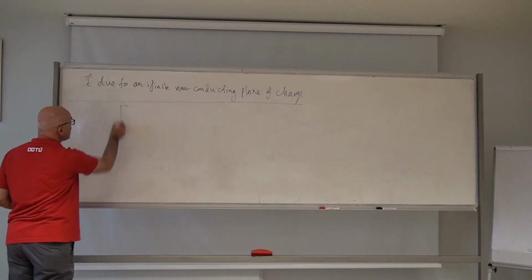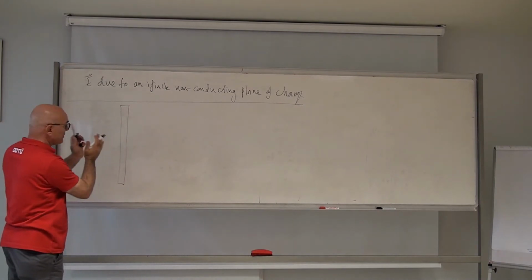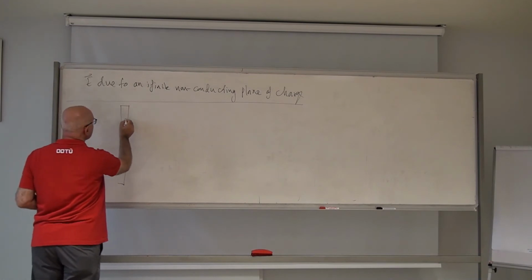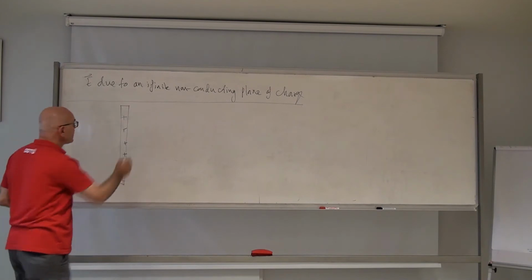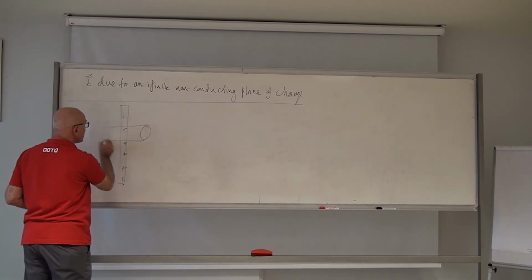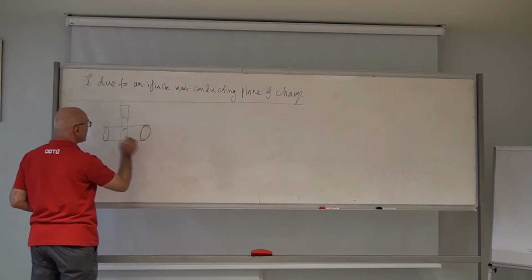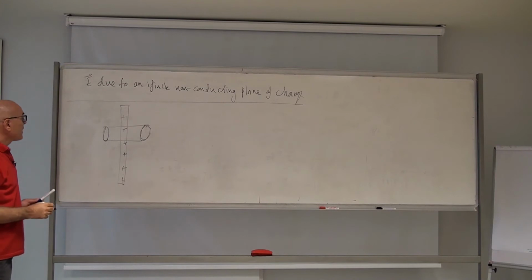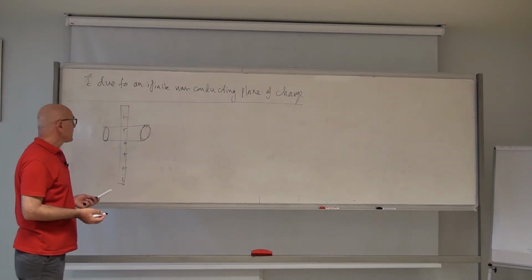Now, this is a side view of the charge distribution of the plane, and this is the charge, and this is the Gaussian surface that I have introduced, and I want now to apply Gauss's law to find the electric field using that Gaussian surface.